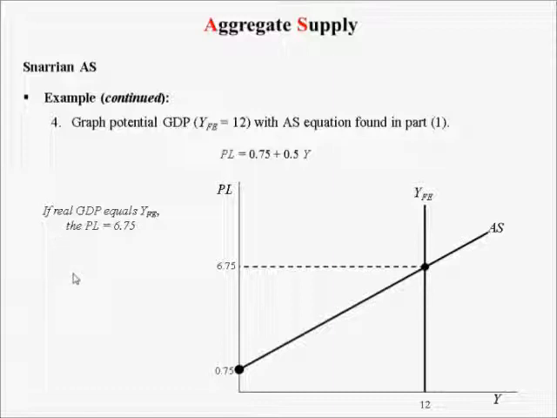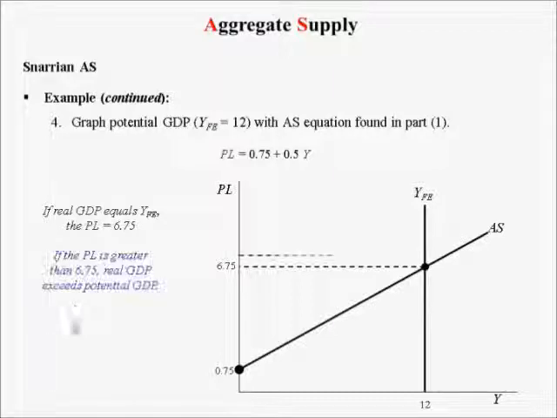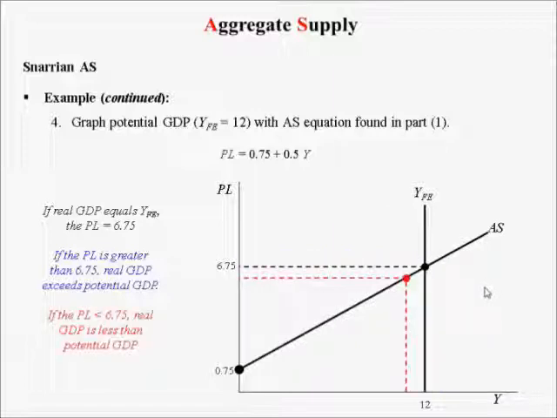So if real GDP equals full employment output of 12 trillion, then the price level is 6.75 because demand passes through this point. Now, if the price level is greater than 6.75, then real GDP exceeds potential. And how is this possible? Well, the demand curve must be out here, right? So if the demand curve's out here, then we're in what we call an inflationary gap. Now, if the price level is less than 6.75, then the demand curve must be passing through this red dot, right? In that case, we would be in a recessionary gap because real GDP is less than full employment output.